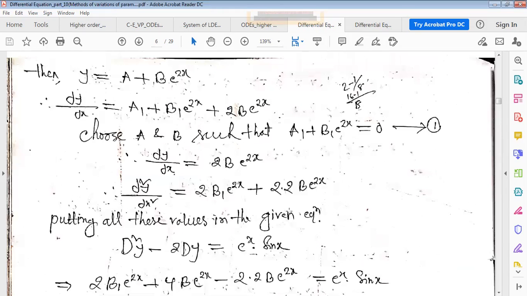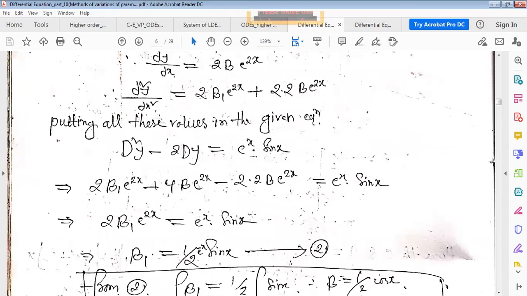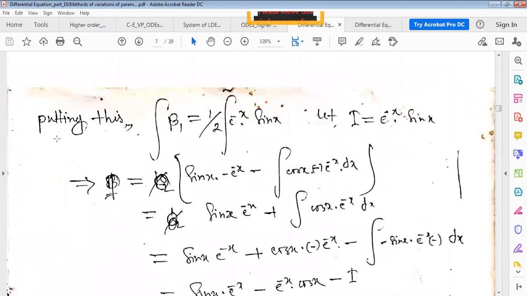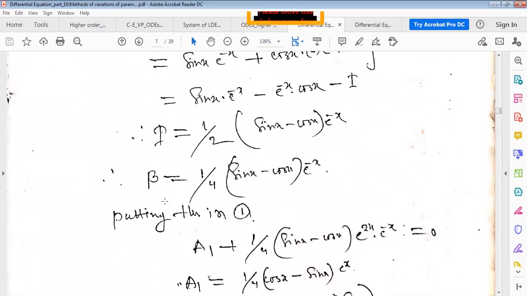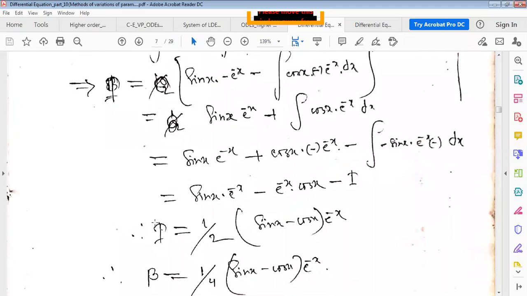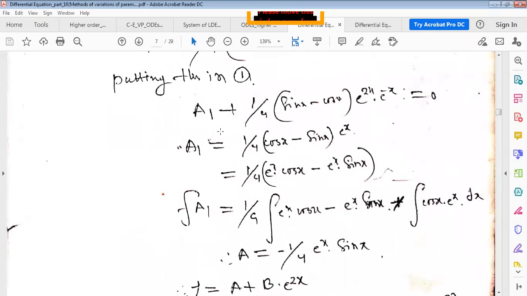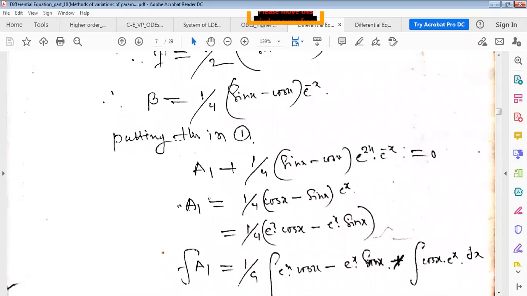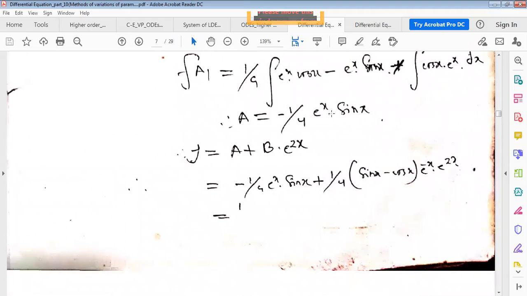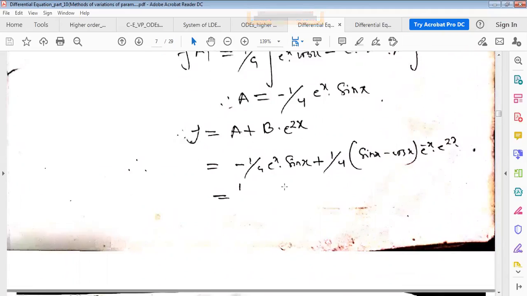So equation 1, solving equation 1 and 2, we get the particular solution. Okay, just solving, putting the value of b in equation 1, then we get a equals to this. So y equals to a plus b, putting the values of a and b, we get the complete solution. Understand? Yes, sir.